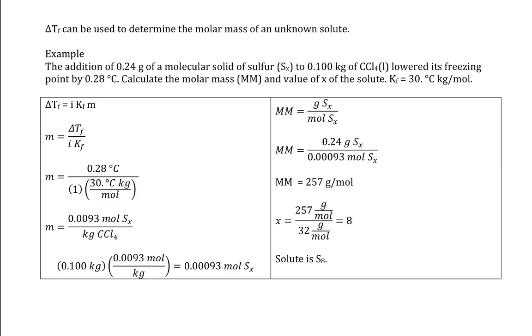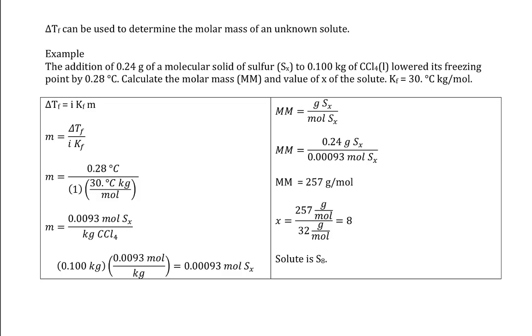Now, we want to get rid of that kilogram CCl4. So how do we do that? We multiply by the kilograms of the CCl4 that we're using in the problem. So we have 0.100 kilograms times 0.0093 moles per kilogram. The kilogram units cancel, and we get 0.00093 moles of Sx. Now we can put that into our molar mass equation.